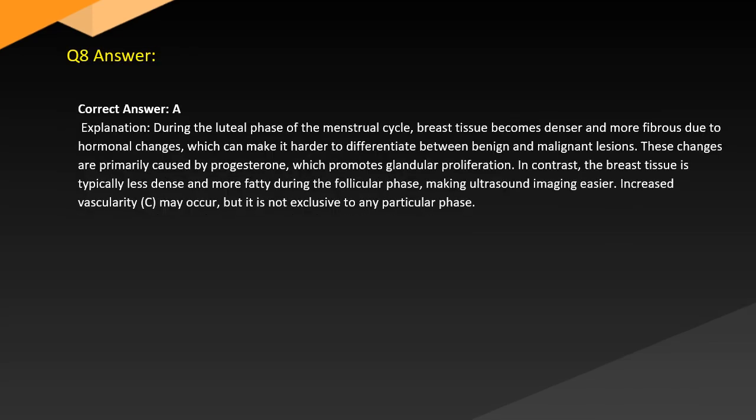Answer. Correct answer: A. Explanation. During the luteal phase of the menstrual cycle, breast tissue becomes denser and more fibrous due to hormonal changes, which can make it harder to differentiate between benign and malignant lesions. These changes are primarily caused by progesterone, which promotes glandular proliferation. In contrast, the breast tissue is typically less dense and more fatty during the follicular phase, making ultrasound imaging easier. Increased vascularity (C) may occur, but it is not exclusive to any particular phase.